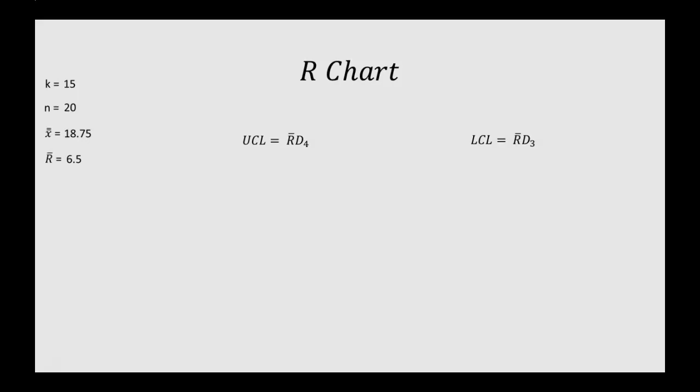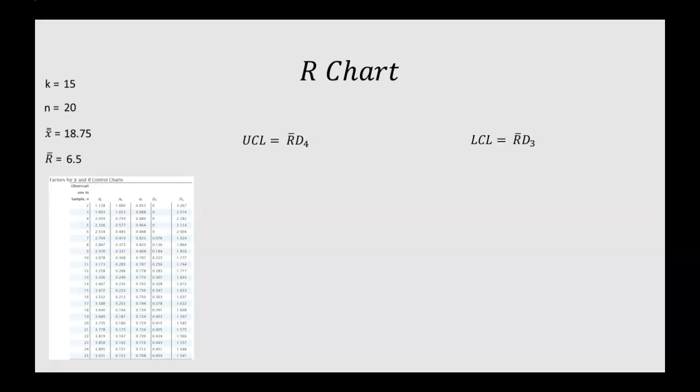So now we can do an R chart. In an R chart, the upper control limit is R bar times D4, and the lower control limit is R bar times D3. We take a look back at this table again for our factors. Once again, we need to know that our N is 20. So we go down to N is 20, and we can see that our D3 and our D4 are given to us there. We plug those values into our formulas. Our upper control limit is 6.5 times 1.585, and our lower control limit is 6.5 times 0.415.